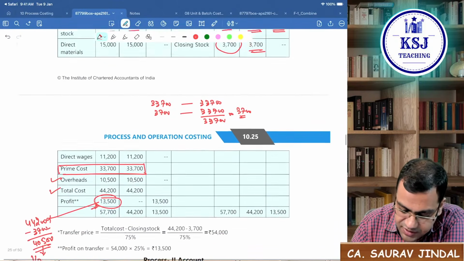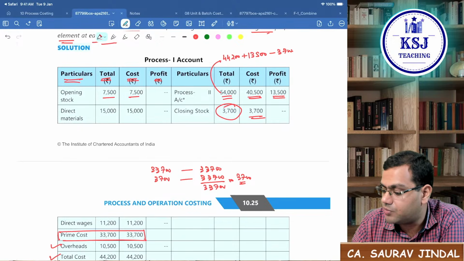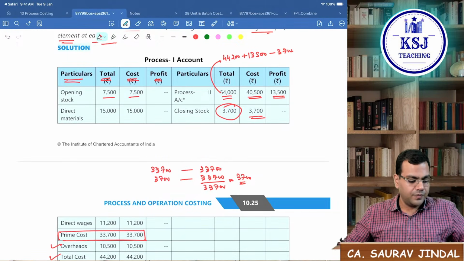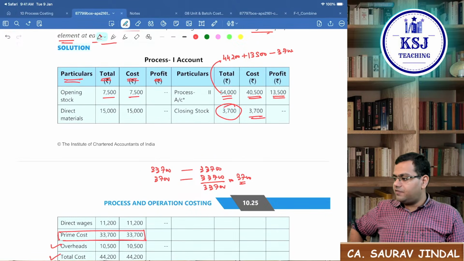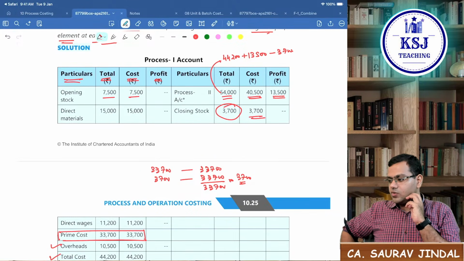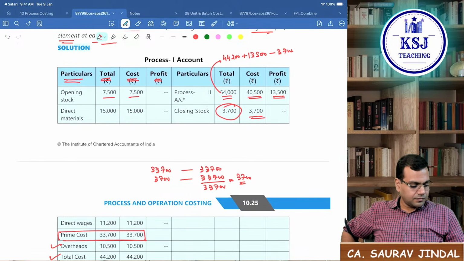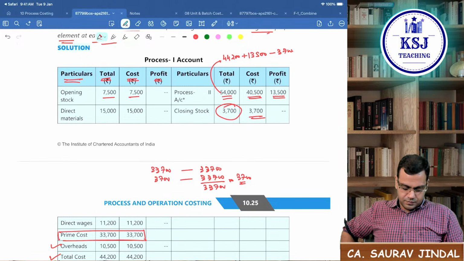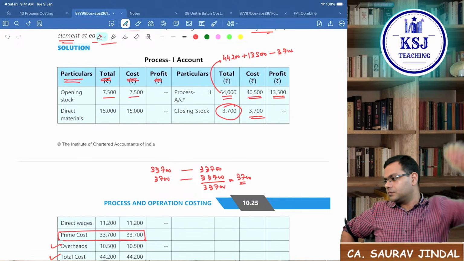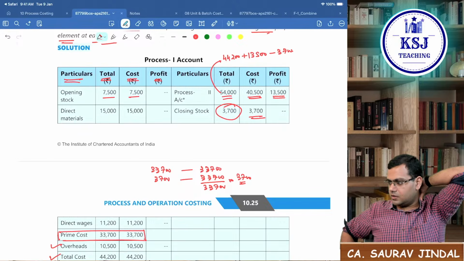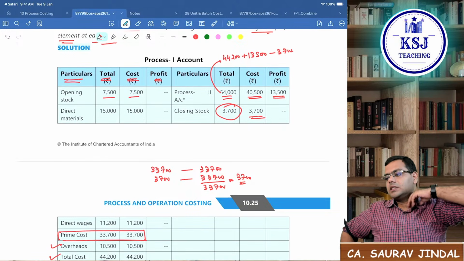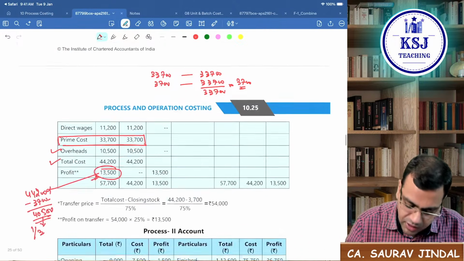First tell me if the process 1 account is clear. Please let me know if the process 1 account is clear. Yes, everyone. If the process 1 account is clear, any doubts in the process 1 account? Yes. Now let's come to the process 2 account.